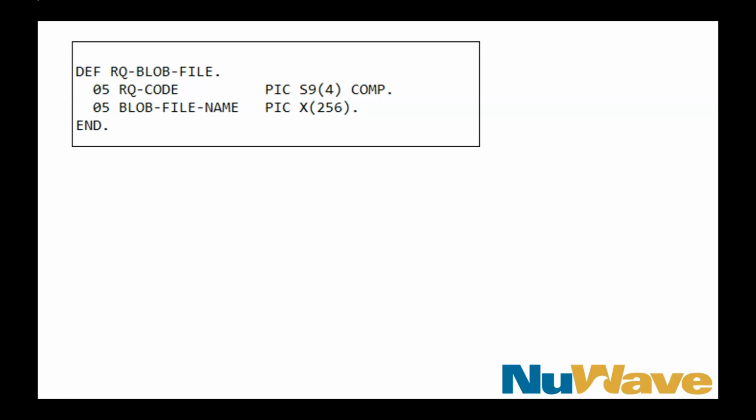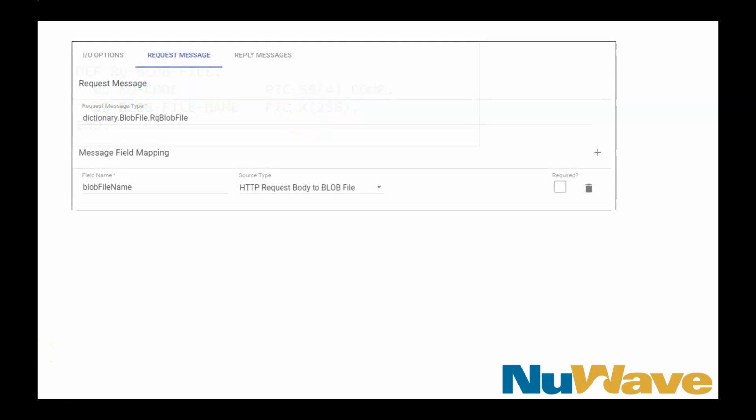Defining an API operation with a blob file is very similar. Simply create an IPM with a character field of sufficient length to contain the inscribed file name. In this case, it's 256 bytes, and that is more than sufficient. And the rest of the definition steps are essentially the same as those for a blob field.